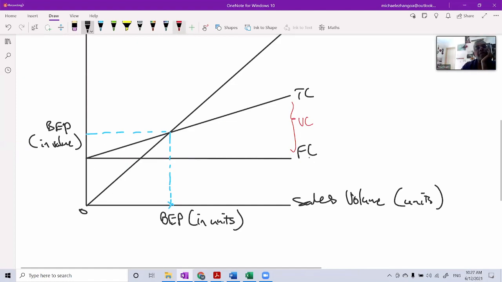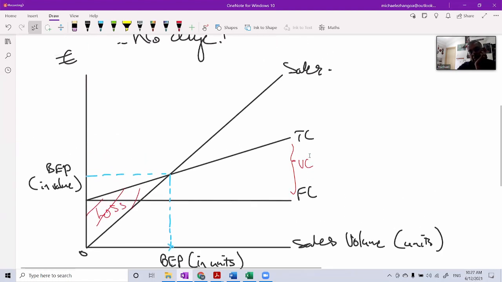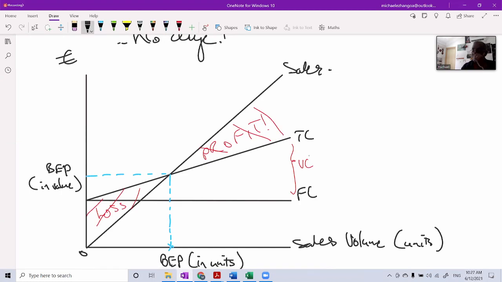To explain my point, here cost exceeds revenue, so all this is loss. But if you go above, sales revenue exceeds cost, and this is profit. You understand? That gives you an idea of what profit or loss is. So you got that?